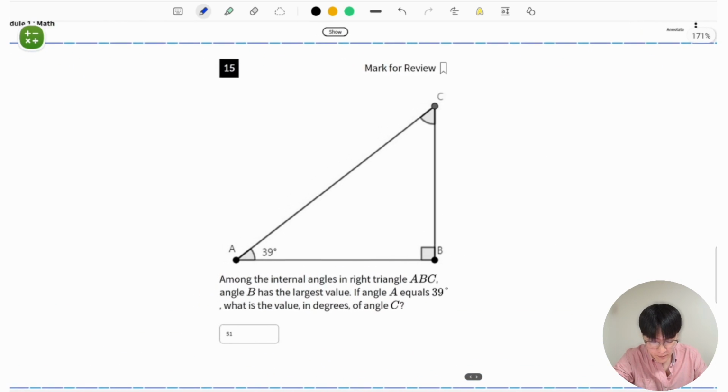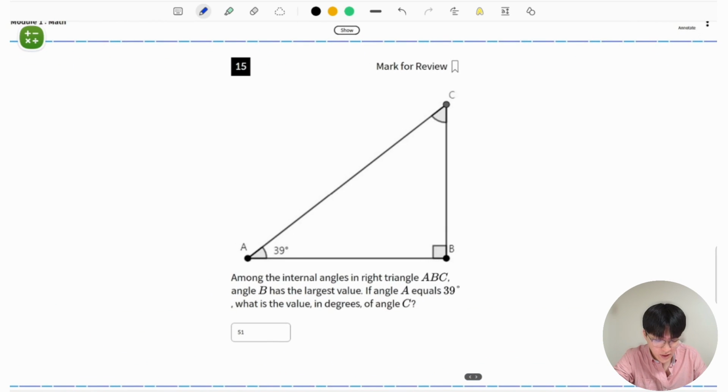Question number 15. Among the internal angles in right triangle ABC, angle B has the largest value. If angle A equals 39 degrees, what is the value in degrees of angle C? So angle B has the largest value. Now, in a right triangle, the largest angle is always going to be the right angle. And that means angle B is 90 degrees, and from the diagram, we can kind of assume that it is.